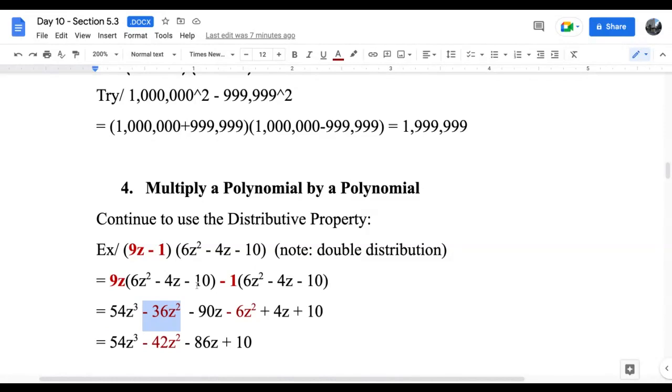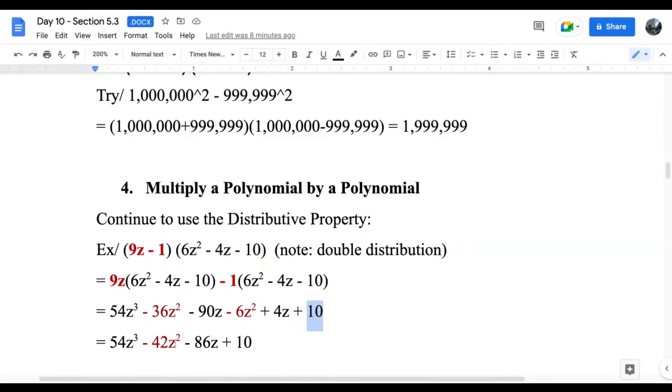Then negative 10 times 9z, that's negative 90z. Right? Then the second part is -1, right? -1 just changes every atom inside to be the opposite. So positive 6z² now becomes negative. Negative now becomes positive. And positive now, negative become positive.